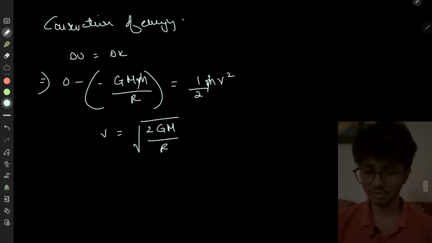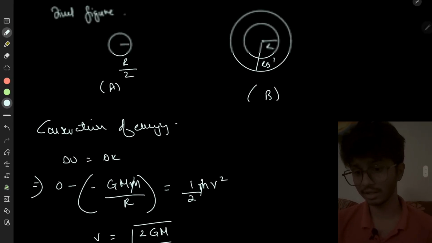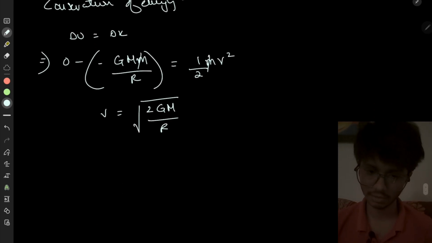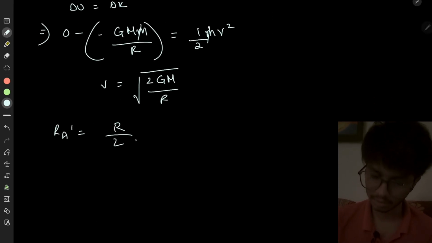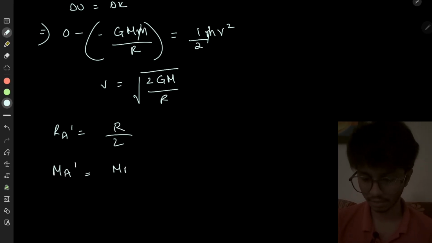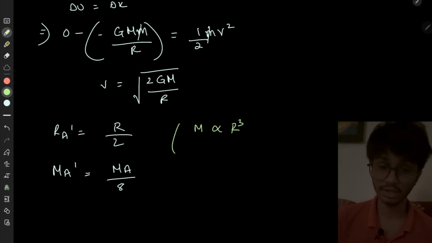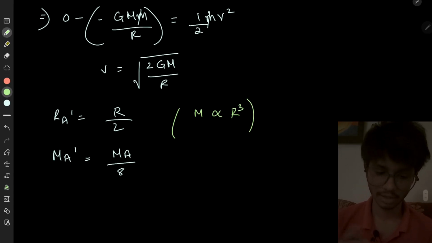Right, so we know that this velocity depends on mass and radius and it has changed. So we need to calculate what the new mass and the new radius would be. The new radius is given, which will be equal to R by 2. New mass, you can easily calculate, it's MA by 8 because mass is directly proportional to R cube given density is constant. So that's how we get this.